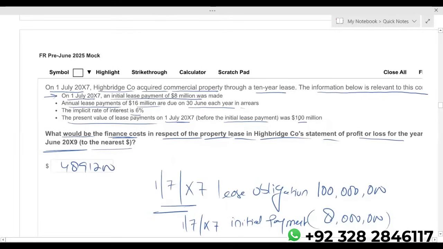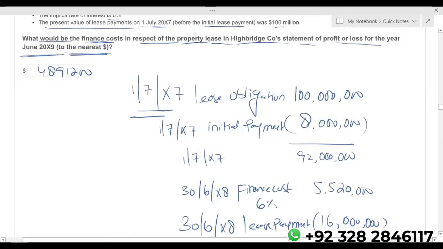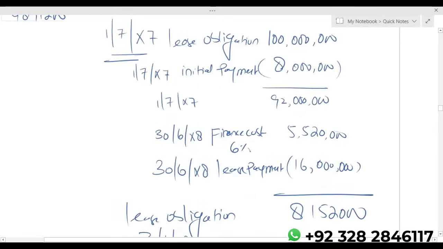You check this, the data was given in million, and here he's asking to the nearest dollar. I hope the entire calculation is clear to everyone. Please, any issue you can ask.